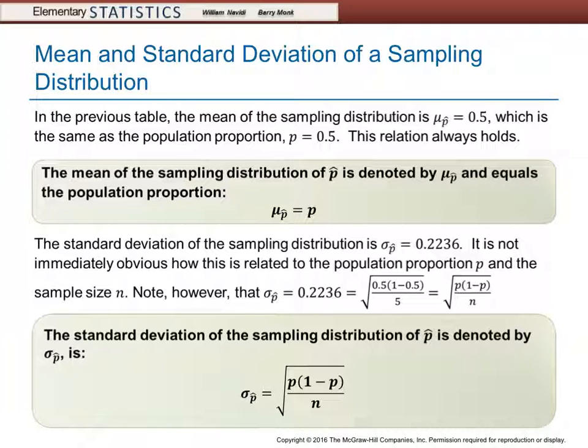This relationship always holds. The mean of the sampling distribution of p hat is denoted by mu p hat and is equal to the population proportion: mu p hat is equal to p. The standard deviation of the sampling distribution, sigma p hat, is 0.2236. It's not immediately obvious how this relates to the population proportion p or the sample size n. Note, however, that sigma p hat, which is now called the standard error, is 0.2236.